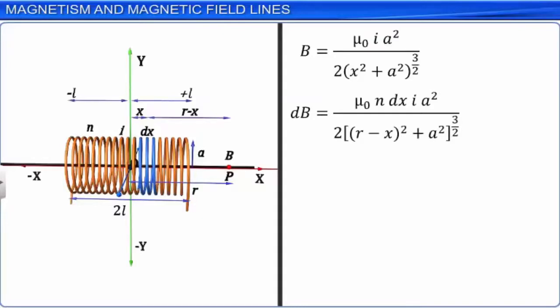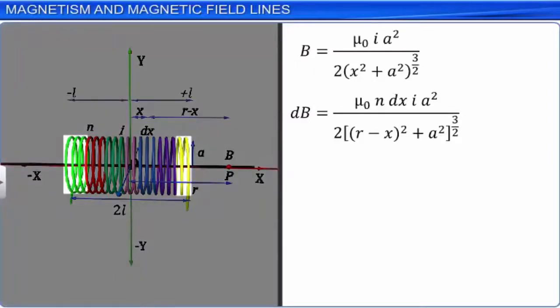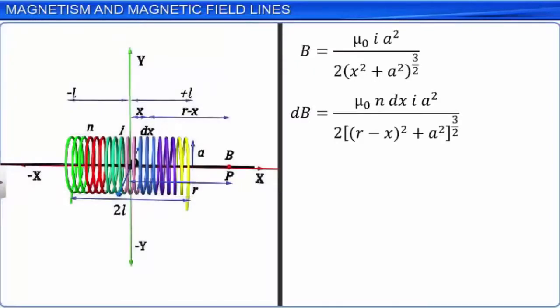The total magnetic induction due to the solenoid can be calculated by dividing the total length of the solenoid into number of small elements, and by integrating the magnetic inductions due to all the small elements, we get the total magnetic induction due to the solenoid. When we consider the small elements of the solenoid from one end to the other, the distance of the elements from the center of the solenoid varies from -L to L.